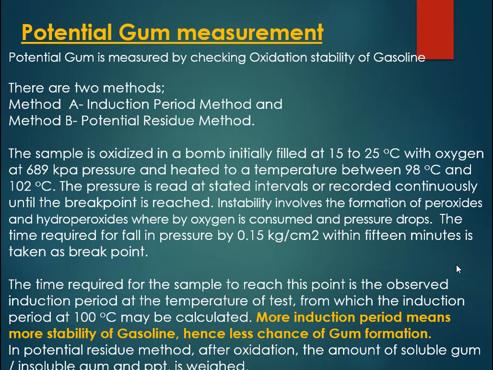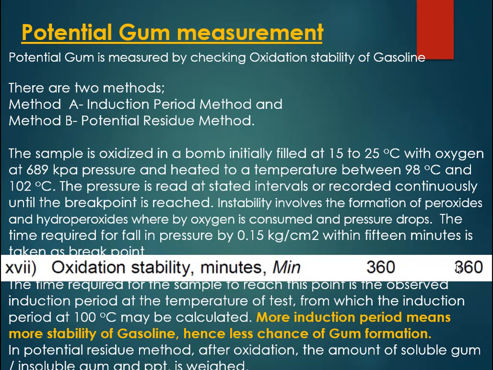But if the induction period is less, it means the gum forming tendency is very high. That's why there is a limitation on oxidation stability in the Europe BS4 quality parameter: the minimum induction period should be 360 minutes. If it is less than 360, your petrol will not qualify for selling. In the potential residue method, we measure the amount of soluble or insoluble gum which ultimately precipitates, with a simple measurement of the weight. So now we know another quality parameter about oxidation stability and why it is so.